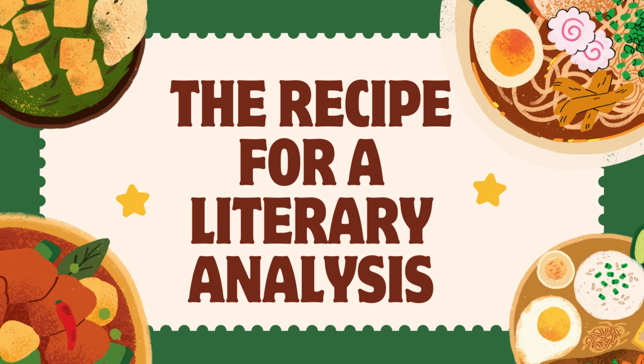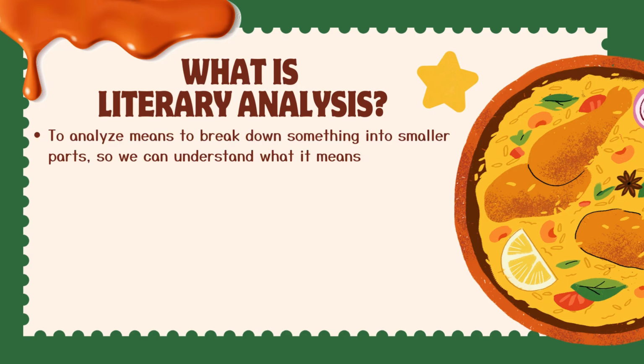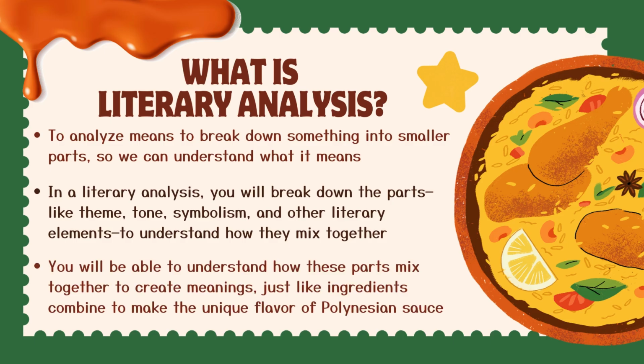After looking at all of the various literary elements, it's time to go through the recipe for a literary analysis. But first, let's look at what a literary analysis actually is. To analyze means to break down something into smaller parts so we can understand what it means. In a literary analysis, you will break down the parts like theme, tone, symbolism, and other literary elements to understand how they mix together. You will be able to understand how these parts combine to create meanings, just like ingredients combine to make the unique flavor of Polynesian sauce.